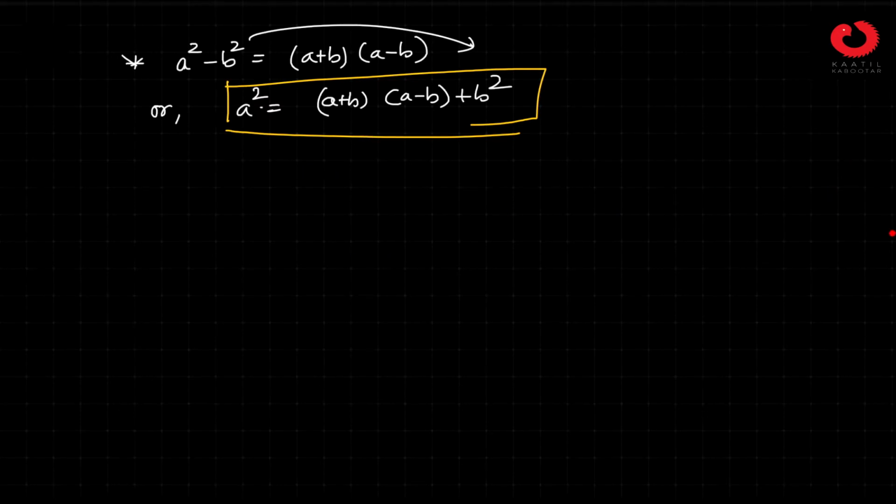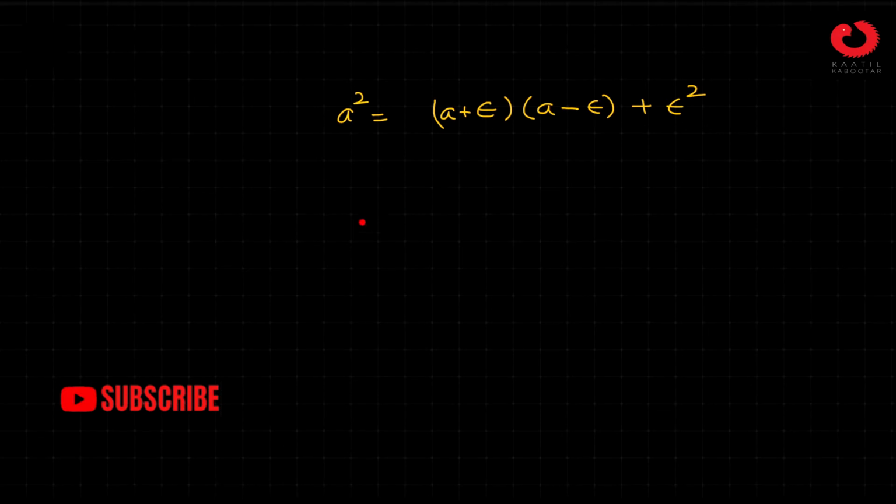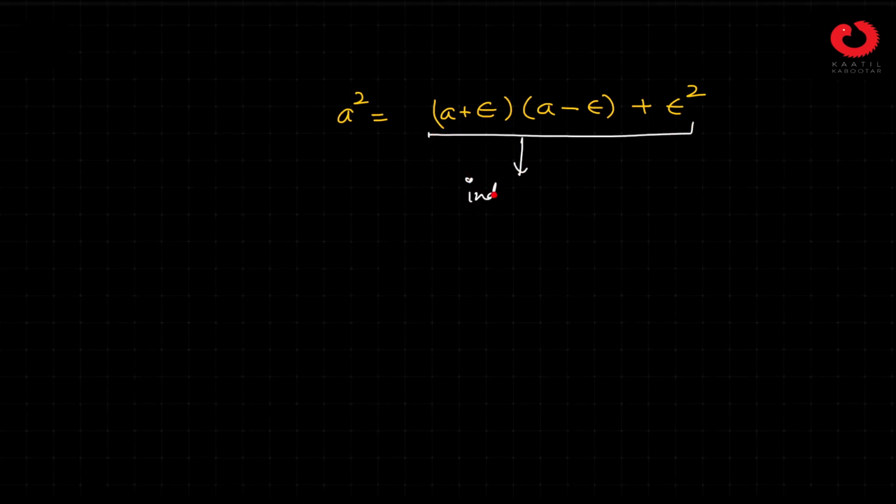If we closely see this formula, a square is equal to (a plus epsilon)(a minus epsilon) plus epsilon square. Allow me to write epsilon instead of b, because that will be easier for me to teach you. I hope this is very clear. It becomes a square minus epsilon square, and that minus epsilon square balances with plus epsilon square, so both sides are equal. Now with careful observation, you can see that this term is independent of epsilon.